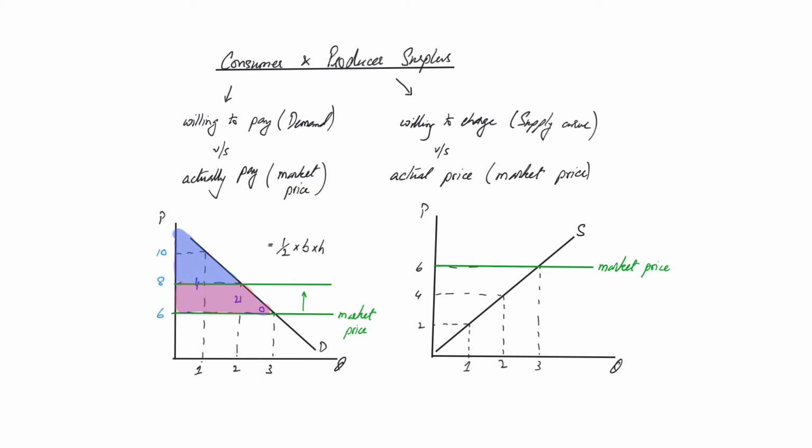So what's happening for the producer? They were willing to charge $2, but they are getting $6 for it. So definitely there's an advantage of about $4 right here: 6 minus 2, $4. For the second unit, they're willing to charge $4, and they're getting $6. So there's an advantage of $2 here. For the third unit, the willingness and what they're actually charging is exactly the same.